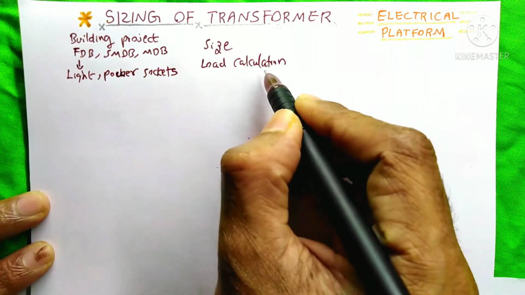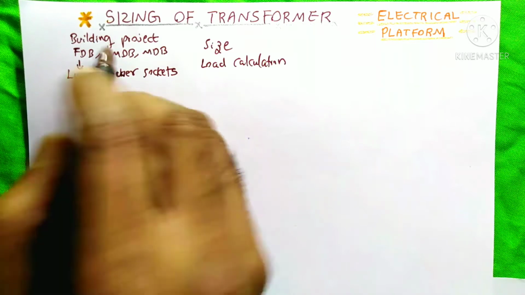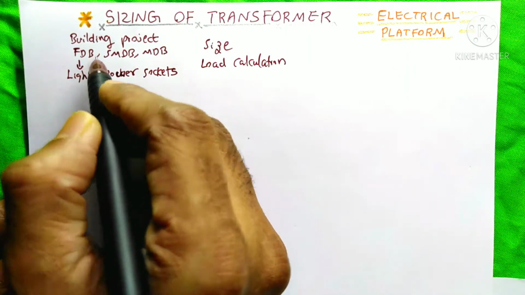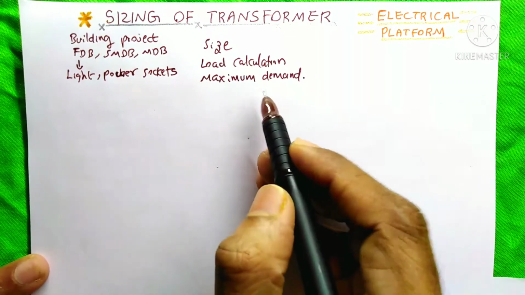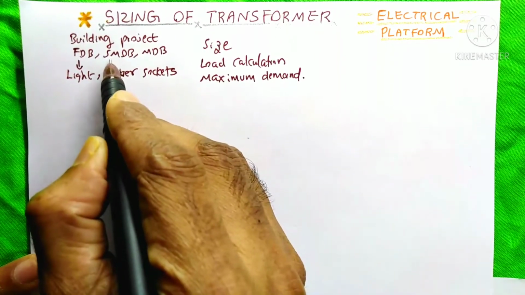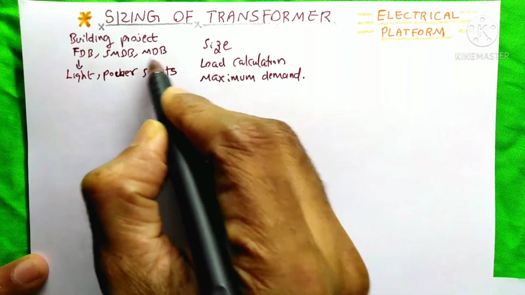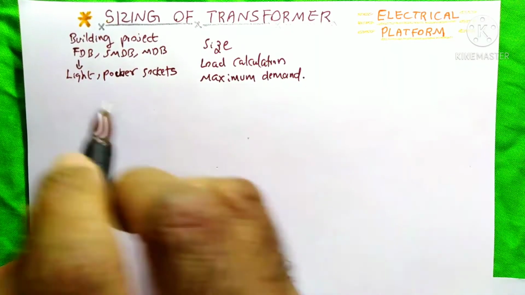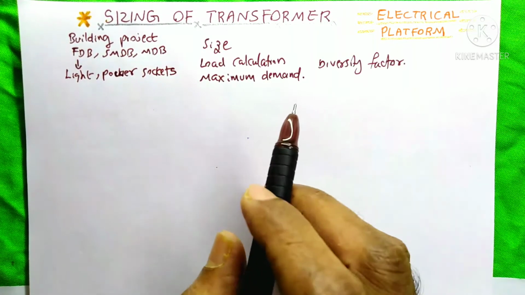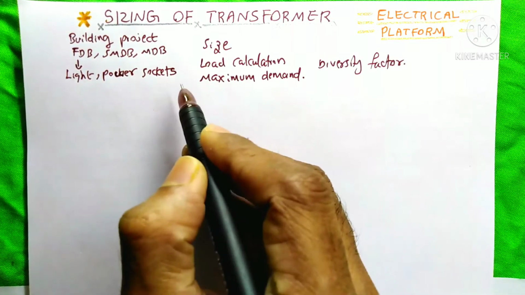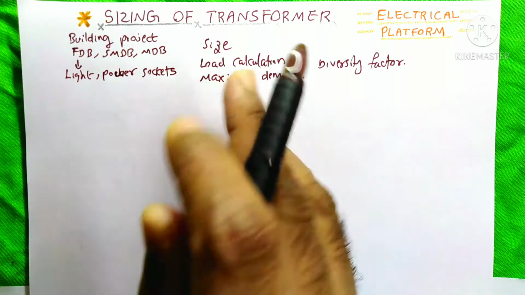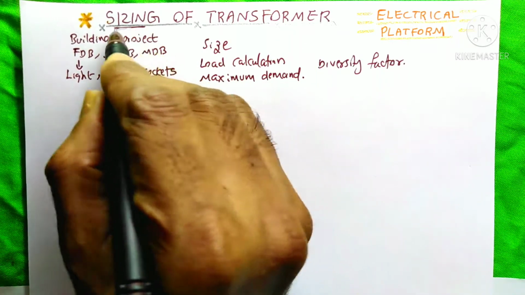At the load calculation time, you will apply the diversity factor on the FDB to find the maximum demand. Likewise, you will find the maximum demand of the SNDB and also of the MDB by applying the diversity factor. Here I am not discussing the basic calculation of the loads, because our main motto here is the sizing of the transformer.